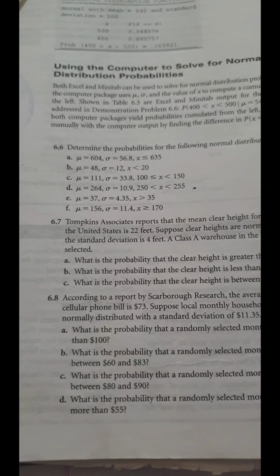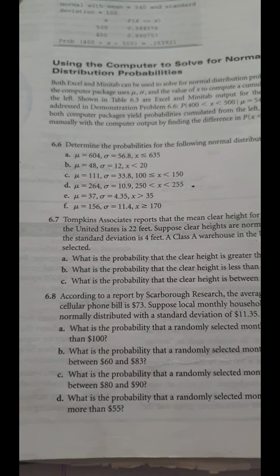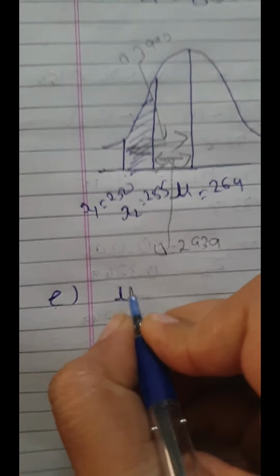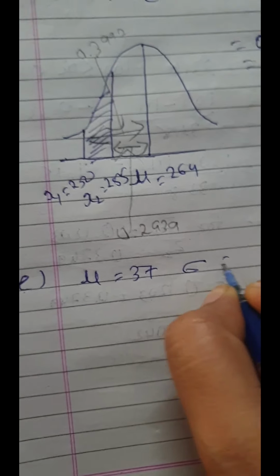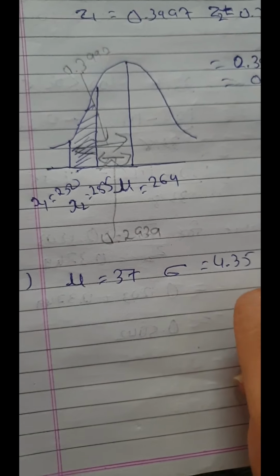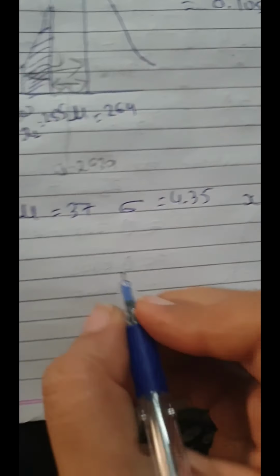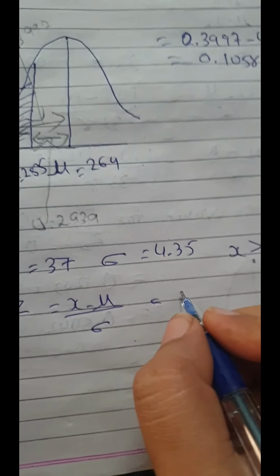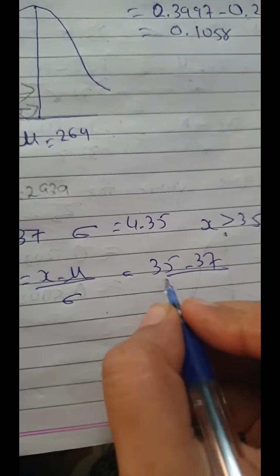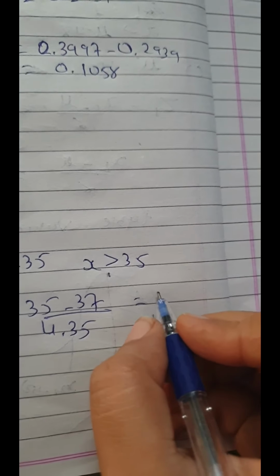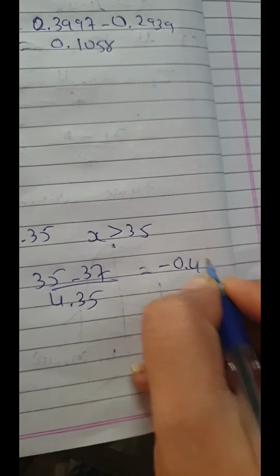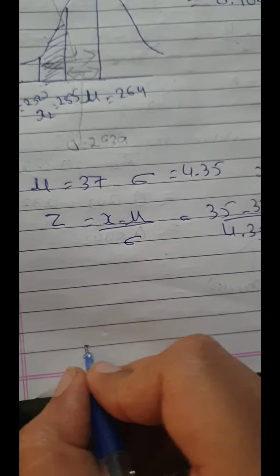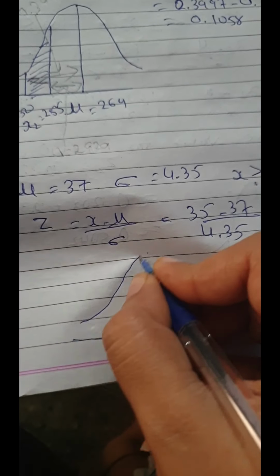Then E. Mu equals 37, standard deviation 4.35, x greater than 35. Z equals x minus mu upon standard deviation, 35 minus 37 upon 4.35. So it is minus 0.46. Minus means you will come to know that your value lies on the left hand side.